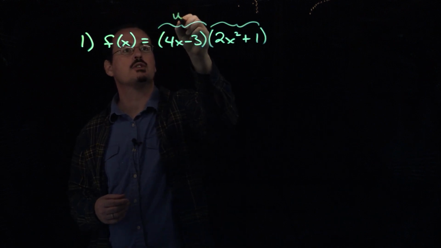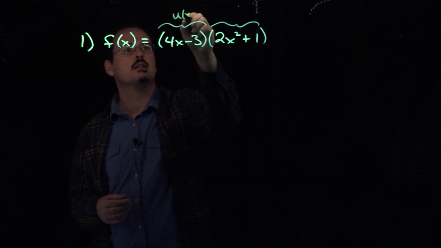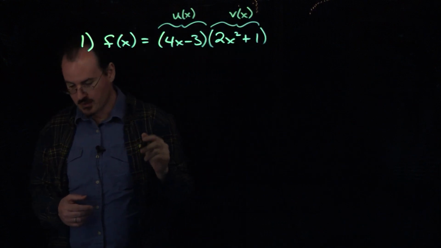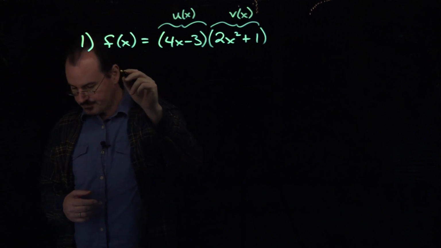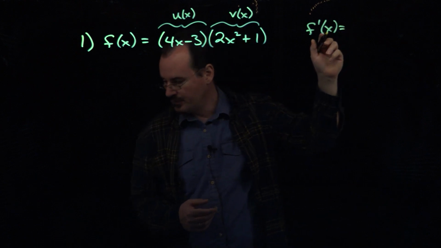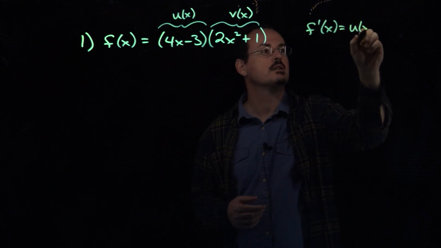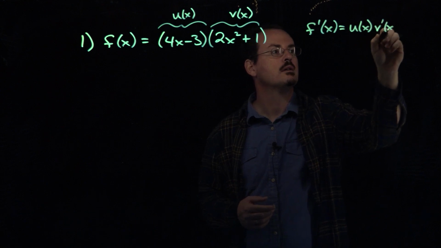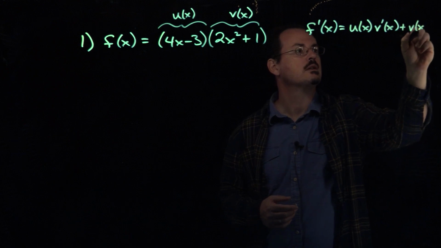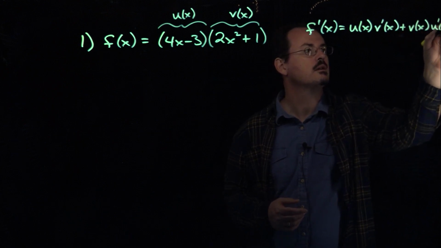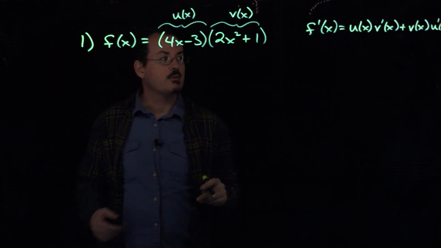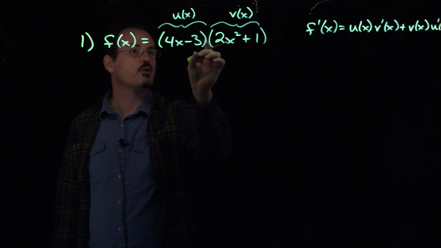Let's just call the u one first. So this is u of x, and then this is v of x. And then we just want to use that formula that we see there for the product rule. So it says f prime of x is equal to u of x, v prime of x, plus v of x, u prime of x. Sorry if that cut off there, but it's the product rule that's up there on the top of the page. So basically, we're just going to plug stuff into that formula now.